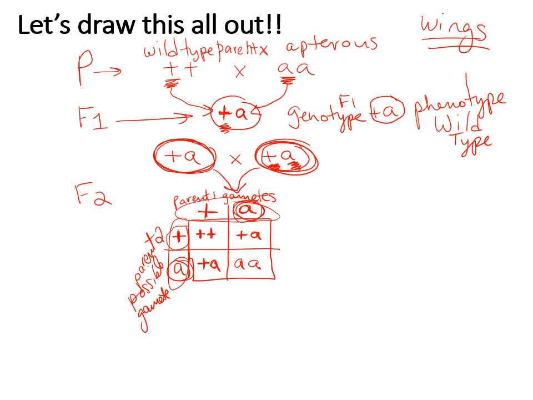Okay, so the F2 generation now, you notice F2, sorry, my pen does not want to keep writing. It's dying over here.